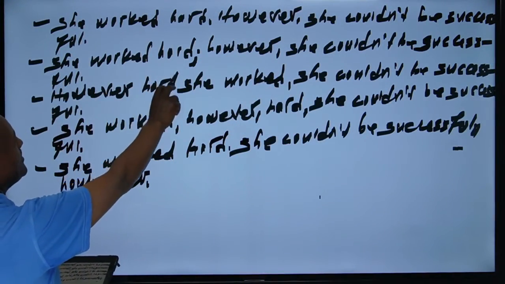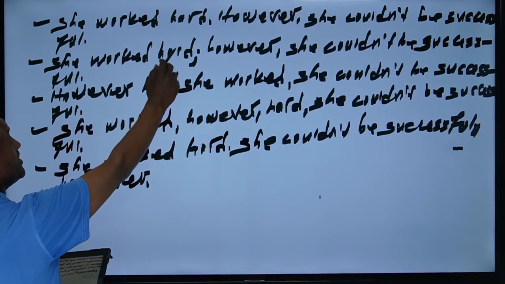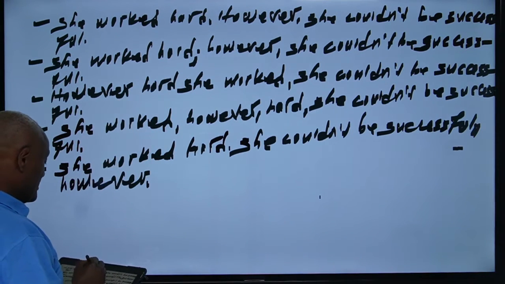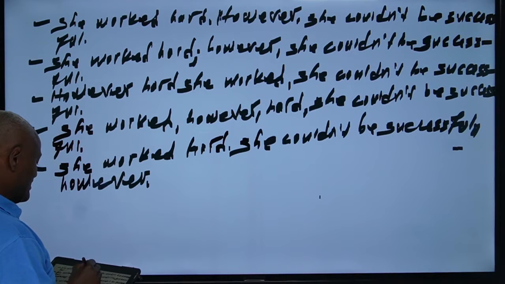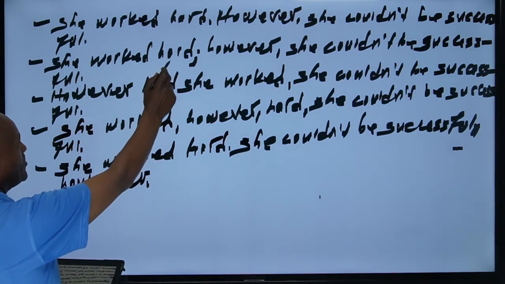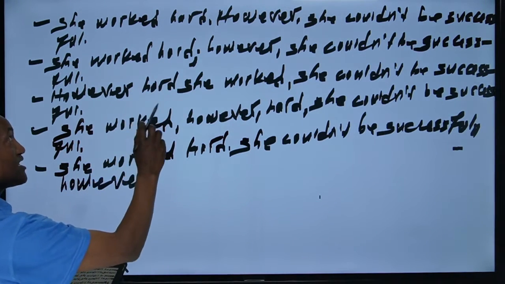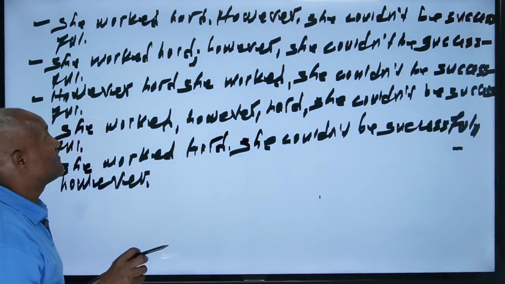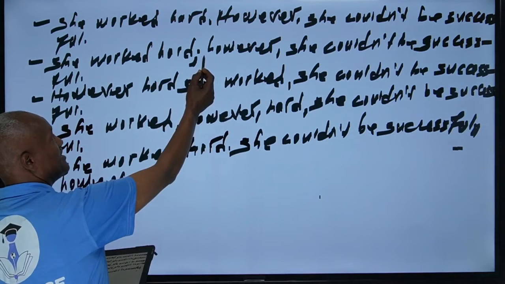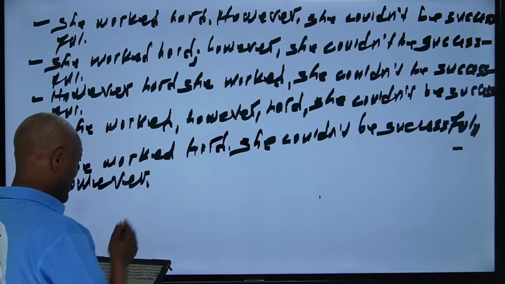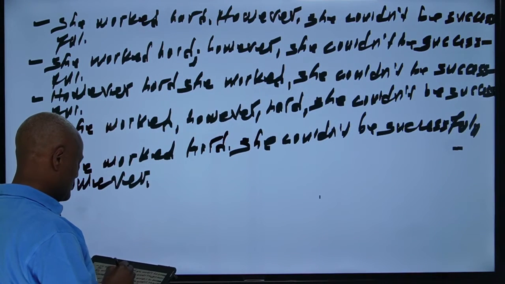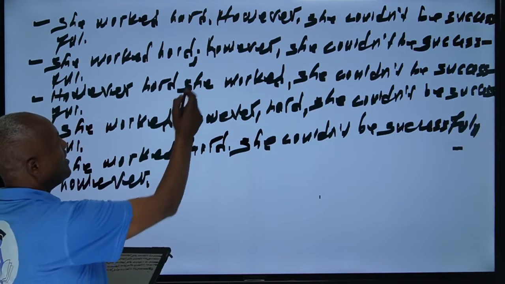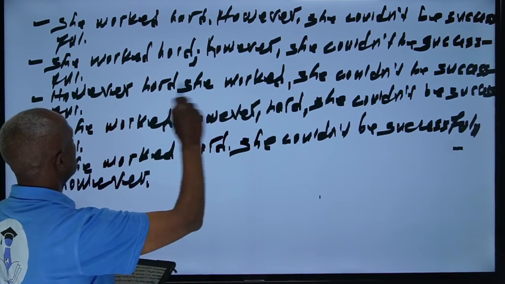She worked hard, semicolon, this is full stop. When it is full stop, that means this must be what? Capital letters. When it is full stop, we use capital letter. Don't forget, this has a value. That means capitalization does have a value. And then this is semicolon. After semicolon, we use a small h. Don't forget that. This is small h. However, she couldn't be successful.